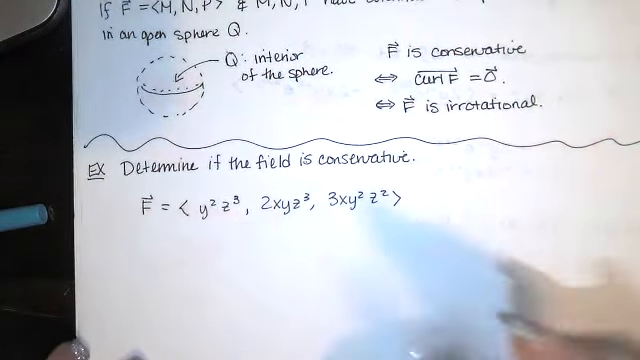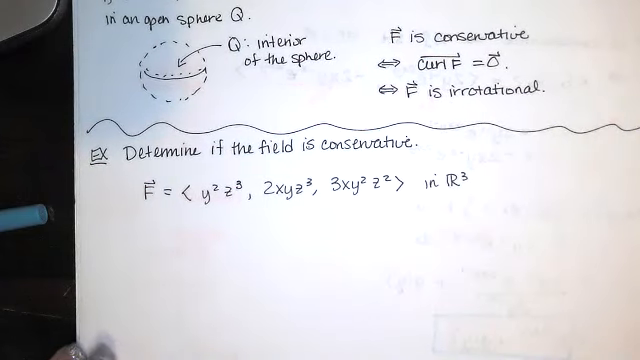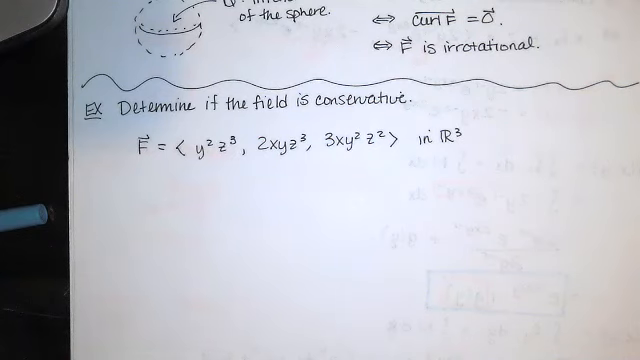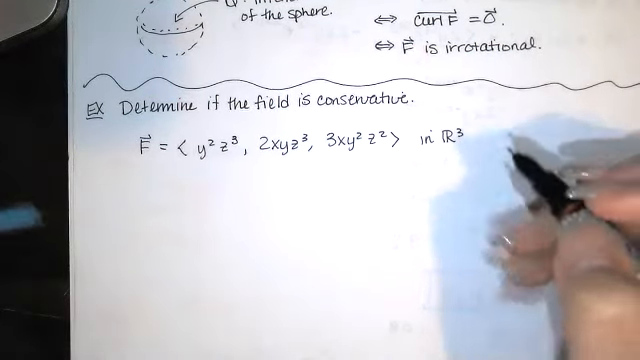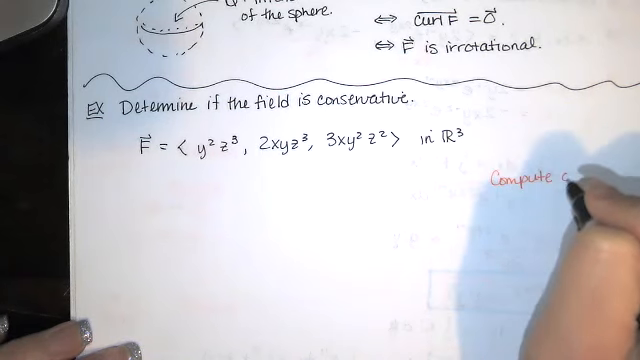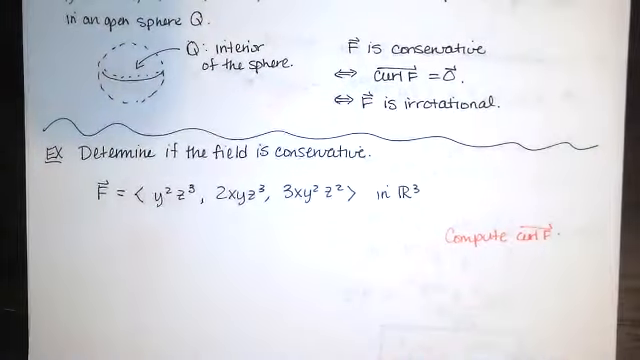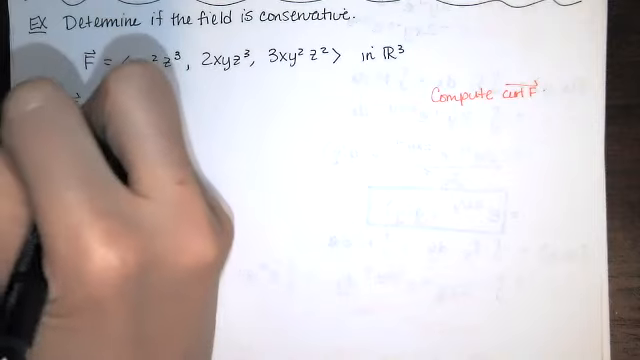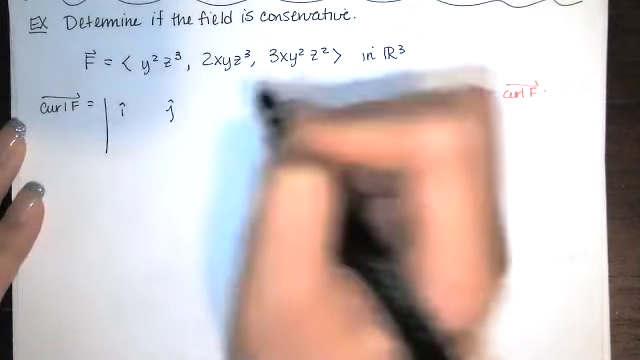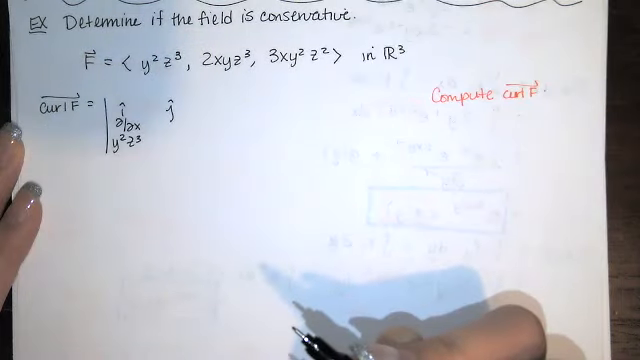Question: is it conservative? Well, first you notice that it's in R3. So then you'll compute the curl. If the curl happens to be 0, then it's conservative. If not, it's not. Okay. And you don't have to write it that way. I just like to write it that way because it reminds me that the curl is a vector.